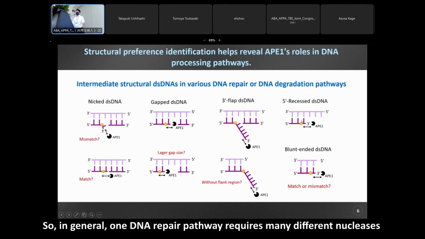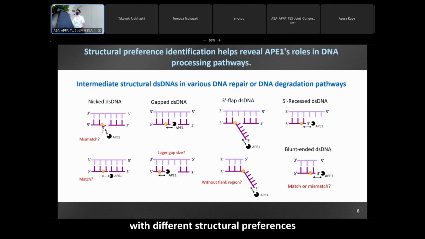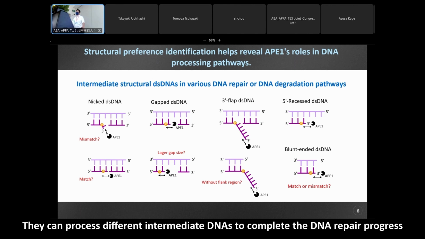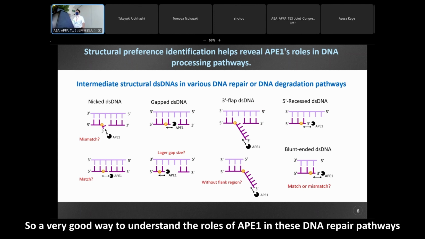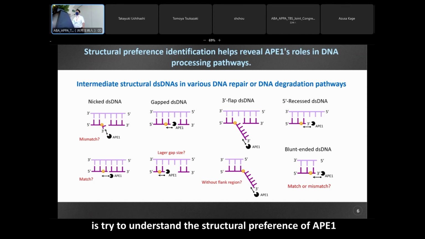So in general, one DNA repair pathway requires many different nucleases with different structural preferences. They can process different intermediate DNA to complete the DNA repair process. So a very good way to understand the role of APE1 in those DNA repair pathways is to understand the structural preference of APE1.